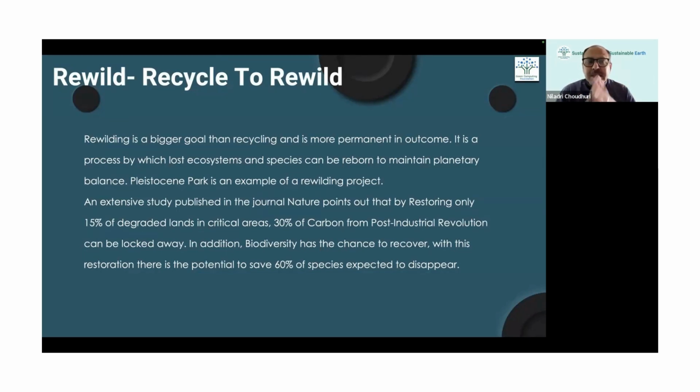An extensive study published in the journal Nature points out that by restoring only 15% of the degraded land in critical areas, 30% of carbon from post-industrial revolution can be locked away. See the huge impact that we can have. In addition, biodiversity has the chance to recover. With this restoration, there is potential to save 60% of the species expected to disappear.